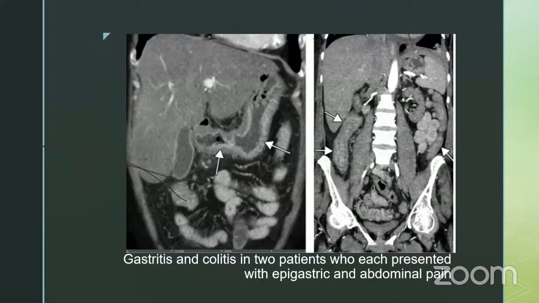Various gastrointestinal manifestations like gastritis and colitis were seen in patients presenting with COVID. For example, this patient had epigastric pain. This is the stomach, which shows edematous mucosal thickening and mucosal hyperenhancement, suggestive of gastritis in a COVID patient. And in this case, we can see the colon, the ascending colon, is thickened and shows mucosal enhancement suggestive of colitis. So COVID presents with abdominal symptoms also.